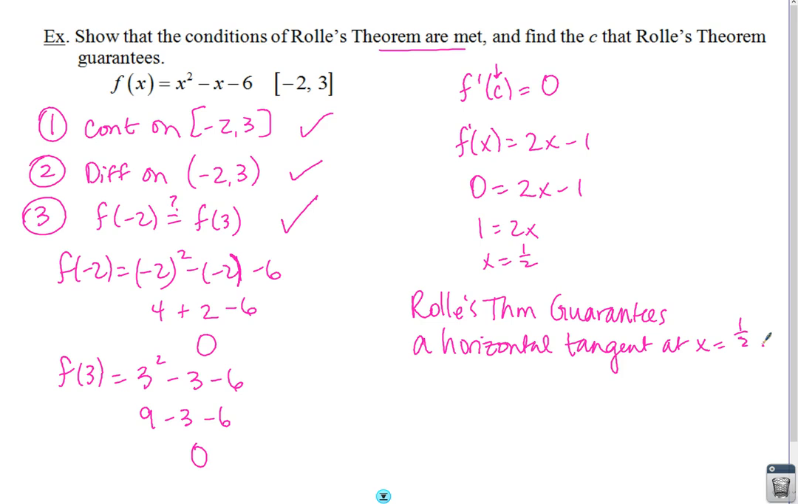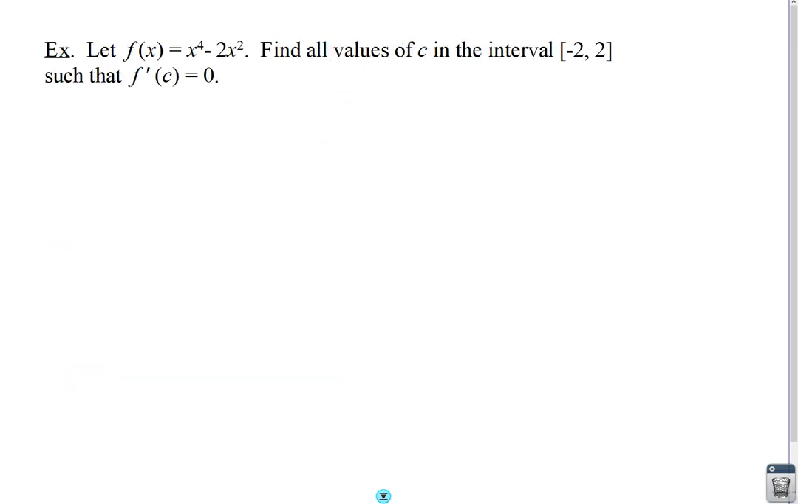All right, let's try another one. This is another perfect opportunity where you pause the video, try it on your own, come back, see if we get the same thing. All right, welcome back, assuming you paused it. Let f of x equals x to the fourth minus 2x squared. Find all the values of c in the interval from -2 to 2 such that f prime of c is equal to 0. Again, they're not specifying to use Rolle's theorem, but whenever you see this, think Rolle's theorem. But in order to use that, you need to make sure you check the conditions.